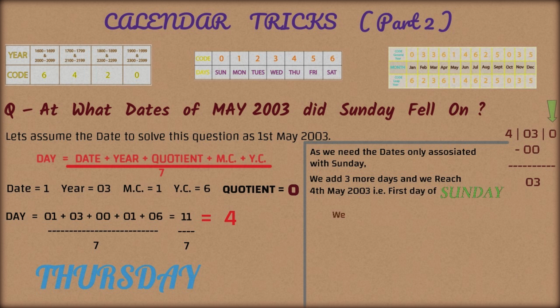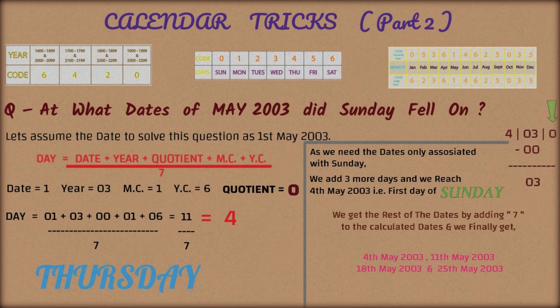To calculate the rest of the dates that will fall on Sunday, we just keep adding 7, as 1 week has 7 days, and we will get the rest of our dates. So all those dates that fell on Sunday for May 2003 will be 4th May, 11th May, 18th May and 25th May 2003. And this is how we solve this question.